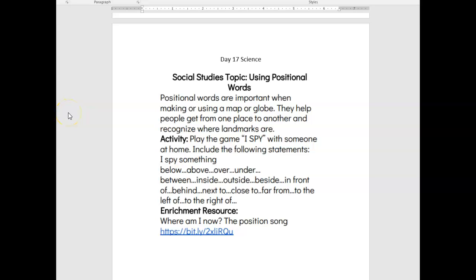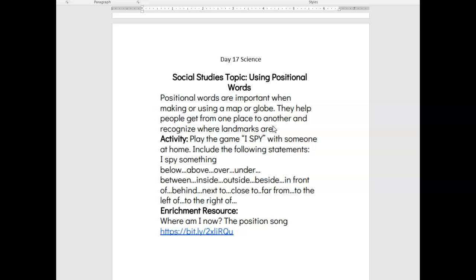Hello, we're going to be looking now at day 17 science. We're going to keep looking at positional words. Positional words are important when making or using a map or globe. They help people get from one place to another and recognize where landmarks are.